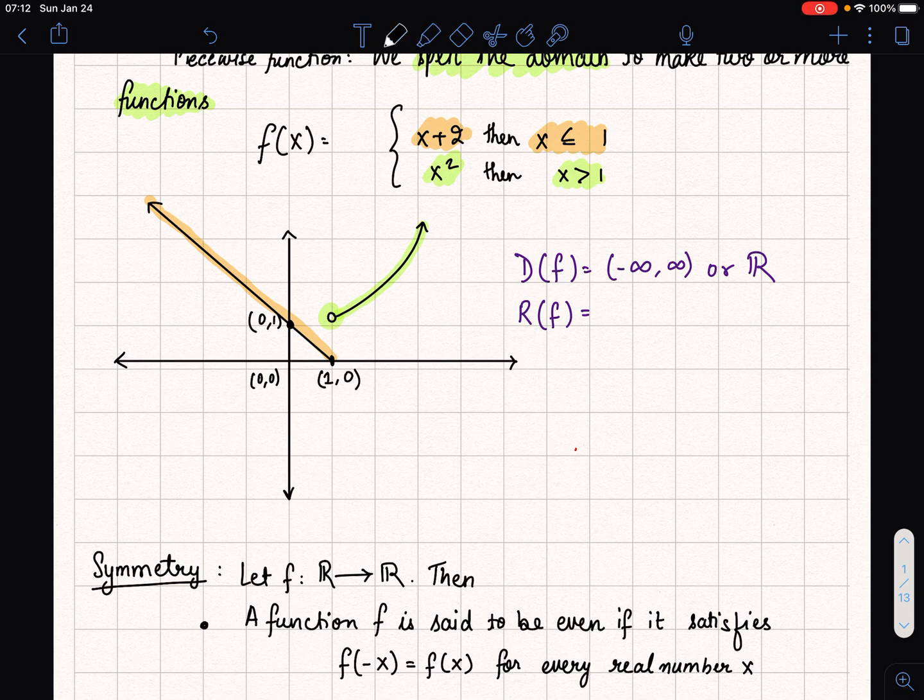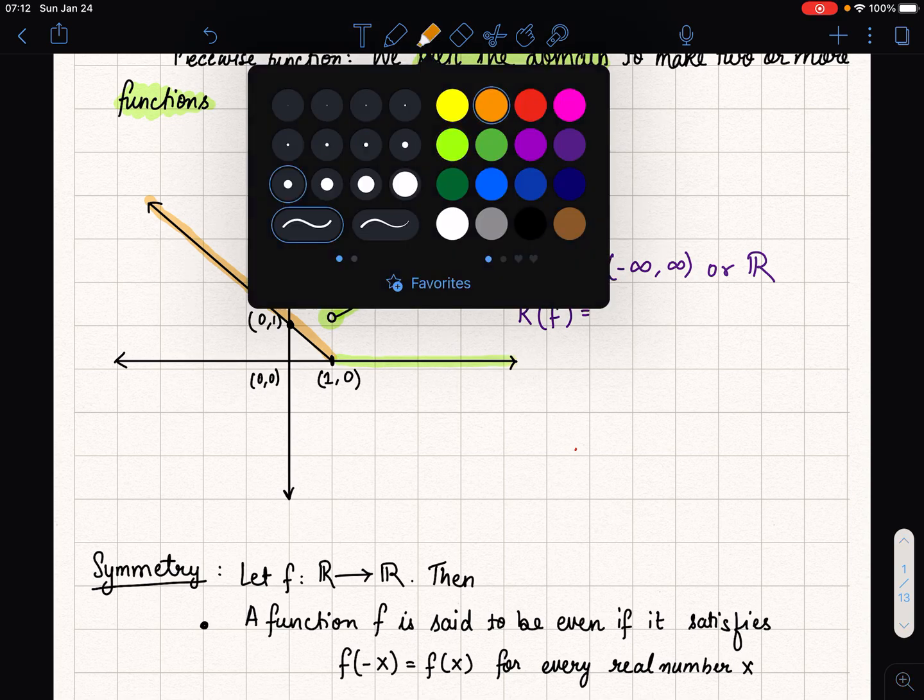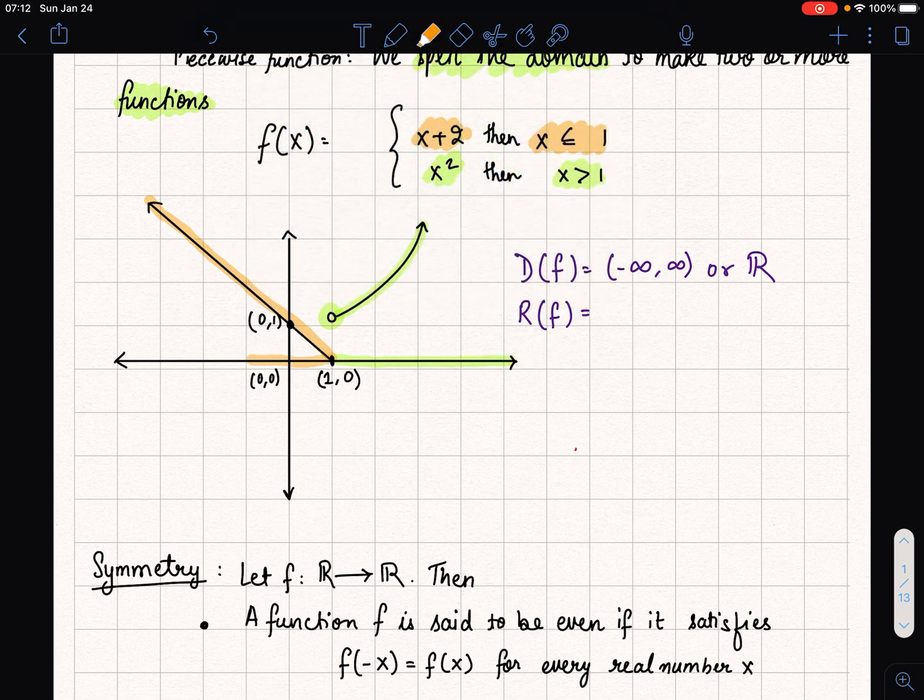Looking at the domain of the function from the graph, it is clear that it is all real values, because as x is greater than 1, everything here gets covered, while when x is less than or equal to 1, everything from this side gets covered. So my domain is all real numbers.